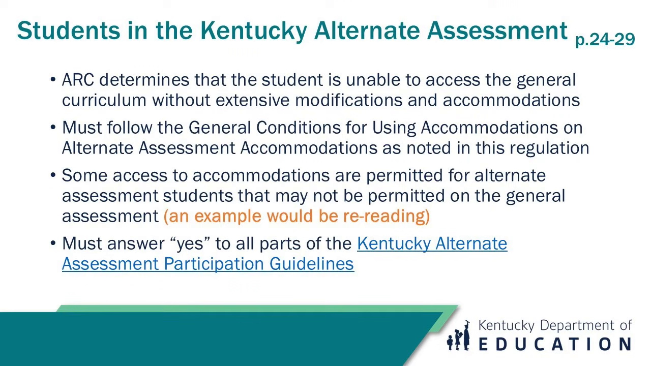Section 6 of the Inclusion of Special Populations Regulation focuses on students who participate in the Kentucky Alternate Assessment. This information can be found on pages 24 through 29 of the regulation document. Students who qualify for the Alternate Kentucky Summative Assessment, or AKSA, are not able to access the general curriculum in the same manner as their peers, even with access to accommodations.